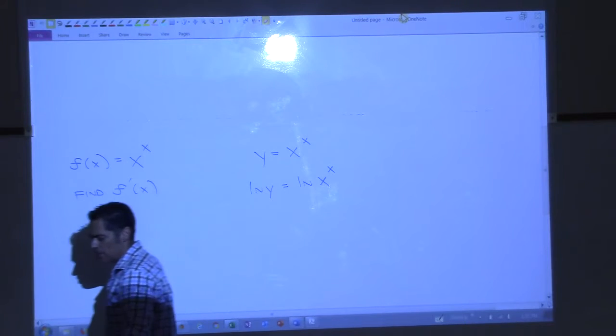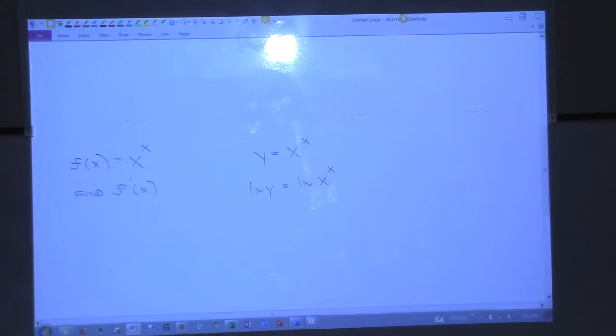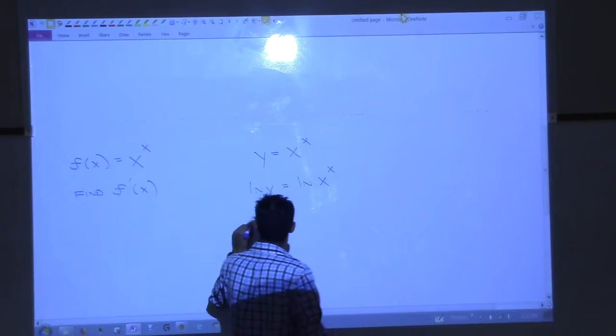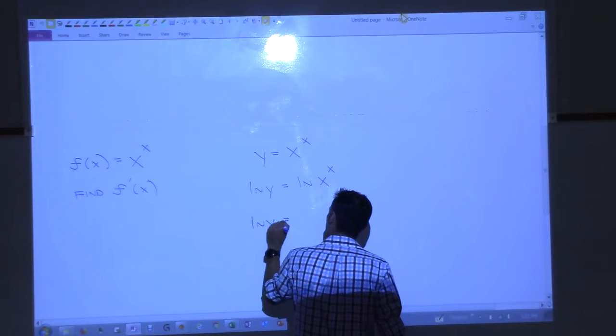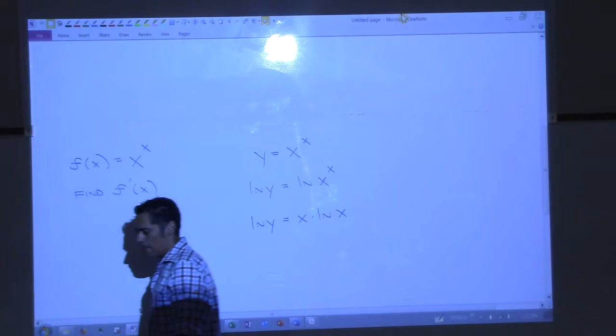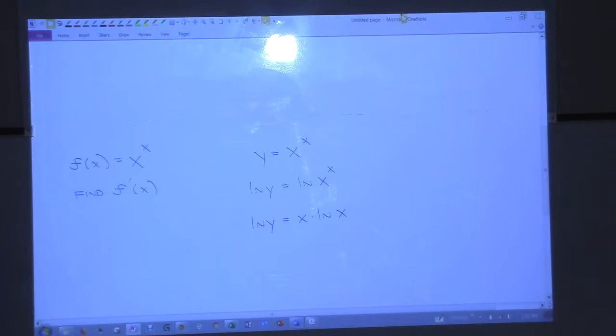And what does that allow me to do on the right-hand side? I can pull that x out front, right? I can drop this x out in front of this. So now my next line is natural log y equals x times natural log x. And now I can take the derivative. But I have to do it implicitly with respect to x on both sides.